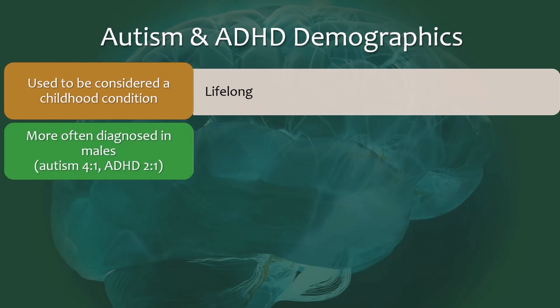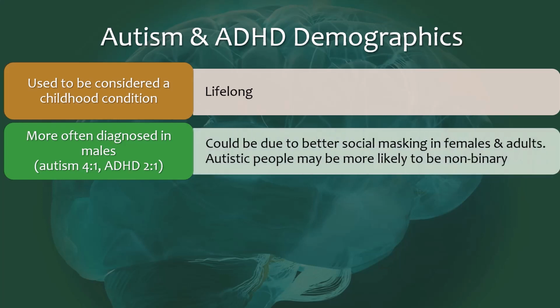Both are more often diagnosed in males, 4-to-1 for autism and 2-to-1 for ADHD. However, this could be due to better social masking in both females and adults. And also it's something to note that autistic people seem to possibly be more likely to be non-binary than the general population.